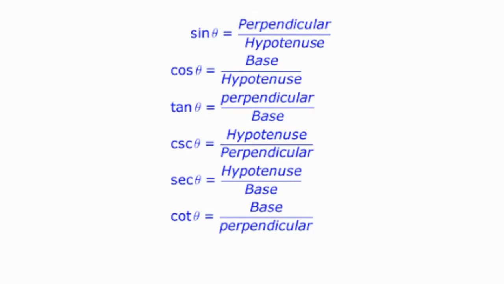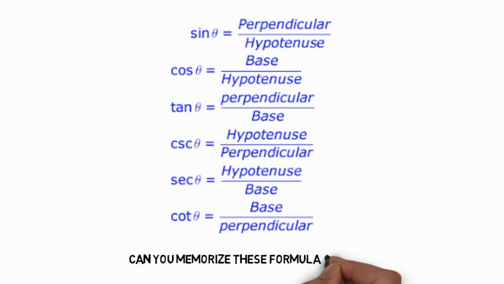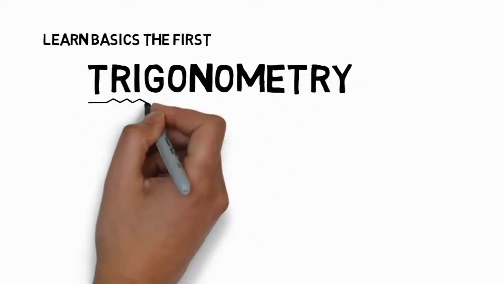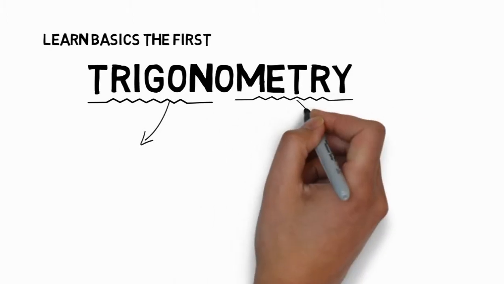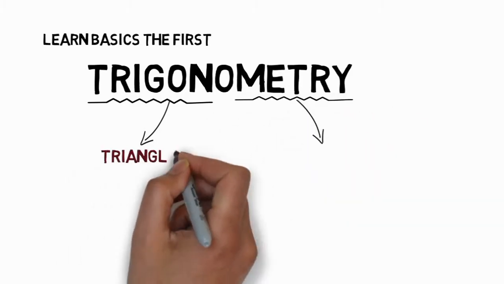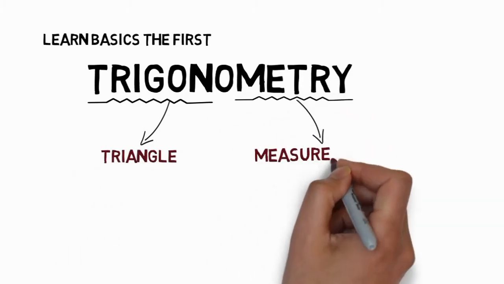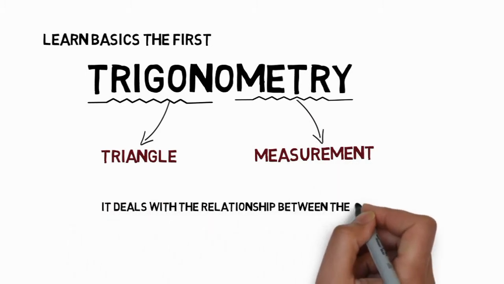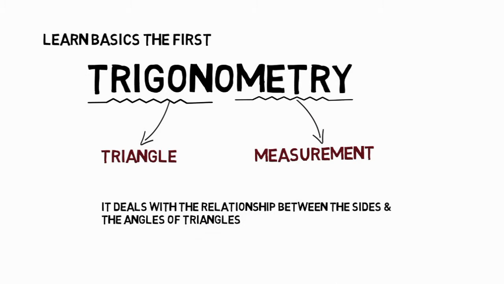Sin theta equals P by H, cos theta equals B by H, tan theta equals P by B. Did you memorize all these formulas very quickly? Probably not. So to memorize those, you have to learn the basics first. Trigonometry simply means the measurement of triangles. It deals with the relationships between the sides and the angles of triangles, and trigonometric functions which describe those relationships.